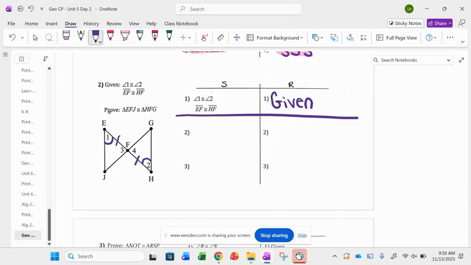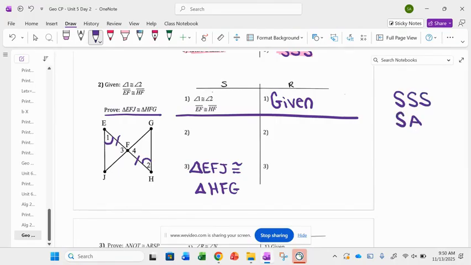Now, our last step is always what we want to prove. So my last step is going to be triangle EFJ congruent to triangle HFG. And remember, our reason is either going to be side, side, side, side, angle, side, or angle, side, angle. And we won't know which one it is until we fill in the whole proof.